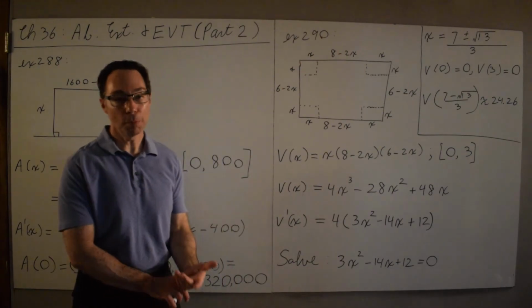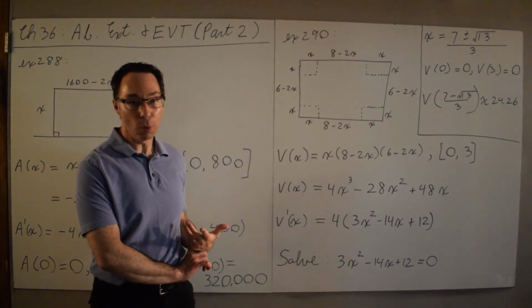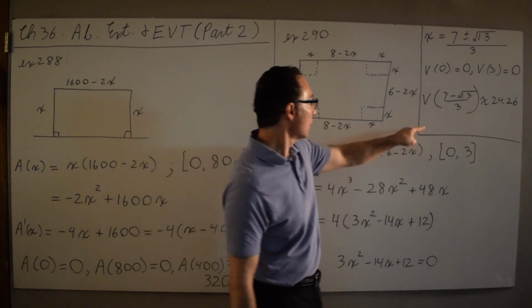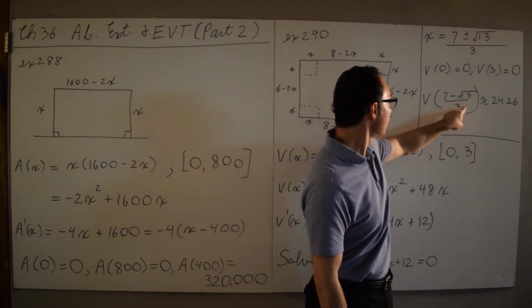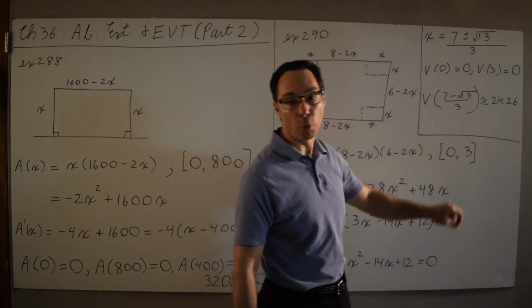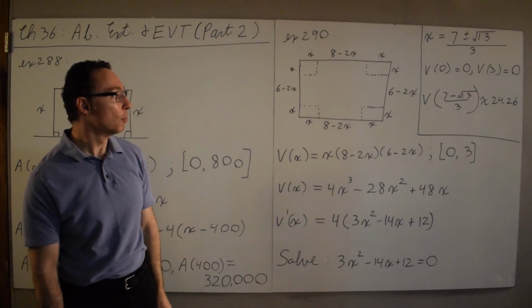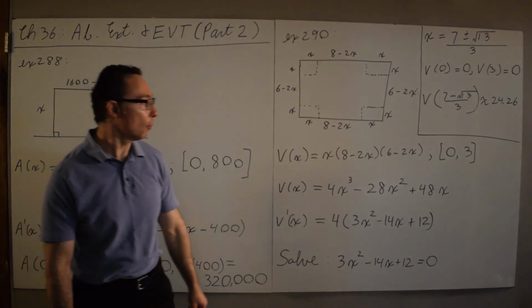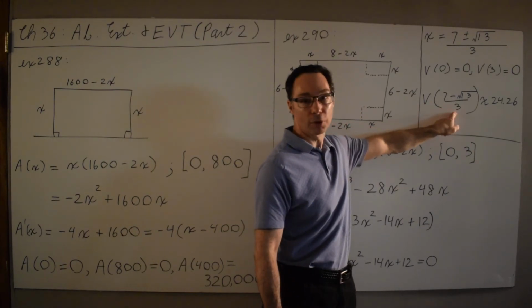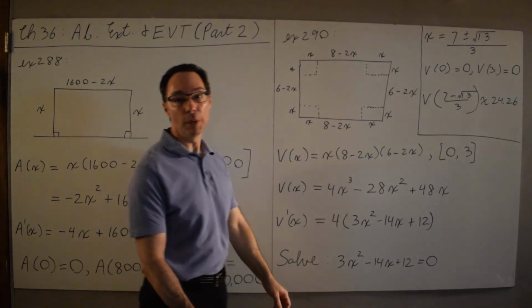So we test the endpoints, we get 0 as we knew we would, and we test the critical number. V of (7 minus the square root of 13) divided by 3 is approximately 24.26. That is our maximum volume. And we get that volume by choosing this number here, (7 minus the square root of 13) divided by 3, to be our x.